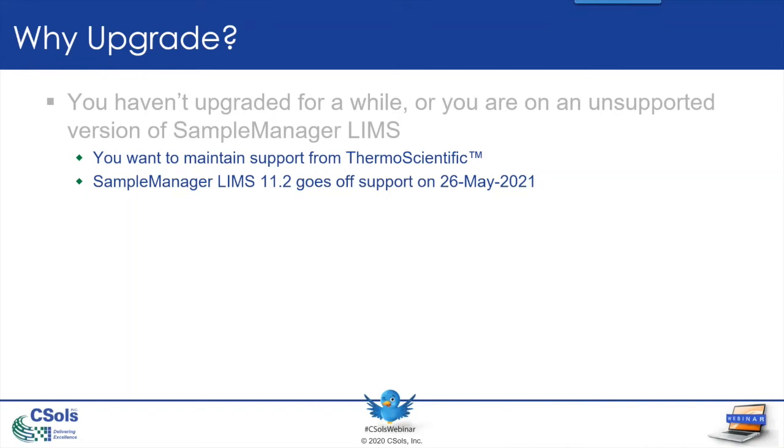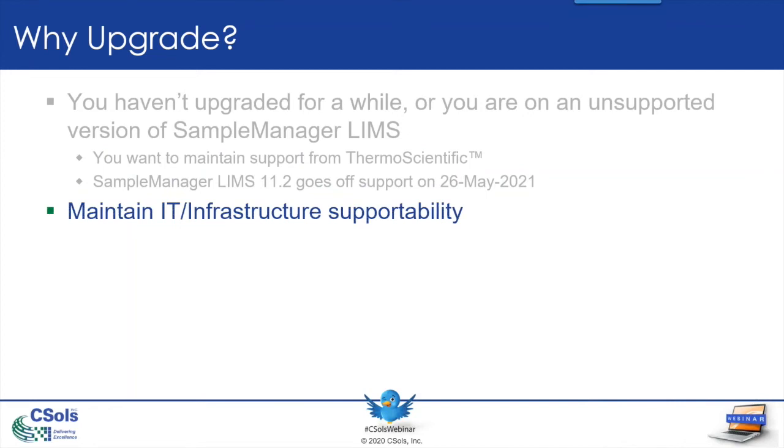Some not so obvious reasons. One is maintaining IT and infrastructure supportability. And this is kind of outside of SampleManager itself. Maybe your version of SampleManager runs just fine, but now your IT says, well, okay, the server it's being supported on is upgrading to Windows 2018, and you go look and go, oh, my SampleManager can't run on 2018. Well, that forces you to an upgrade. Maybe same thing with your database. Your database is being upgraded, and again, your SampleManager version might not be supported with that database upgrade.